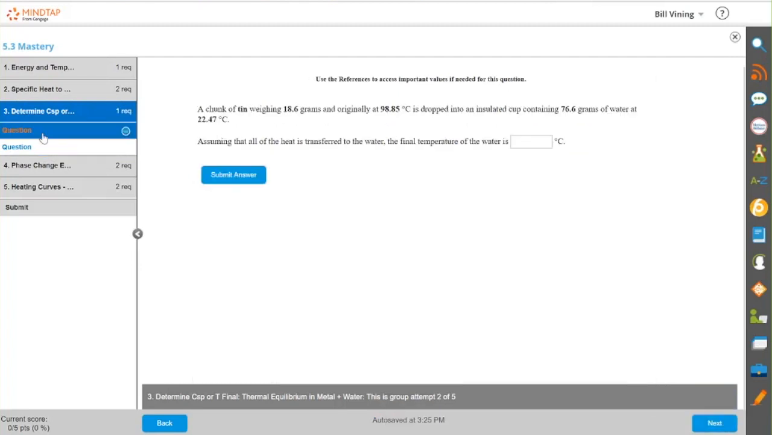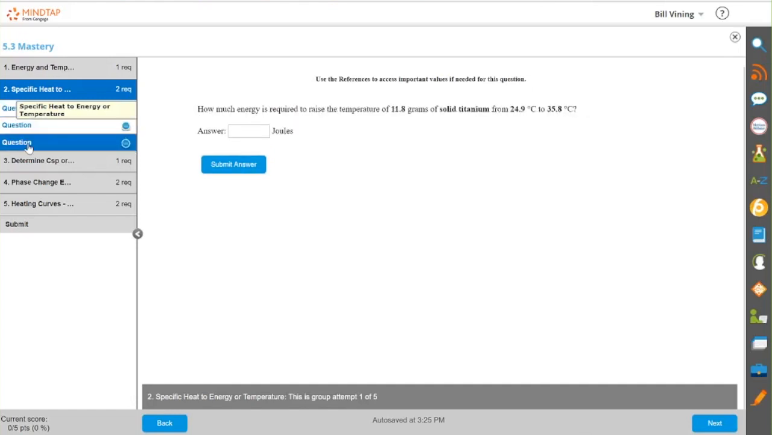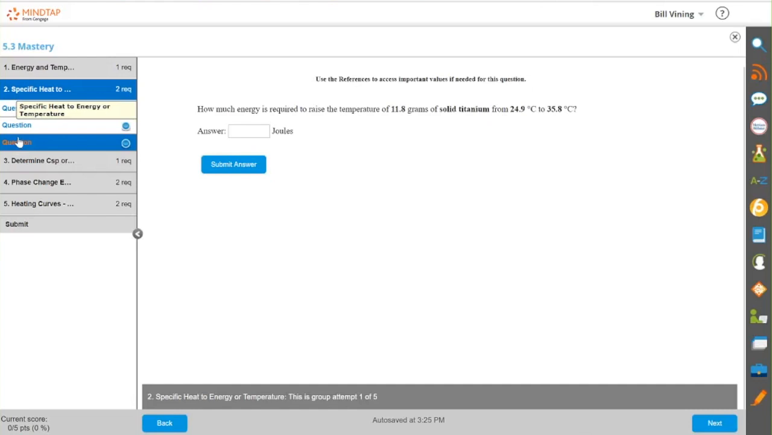And then within these mastery groups, again, the chemistry changes, the numbers change, and oftentimes the way the question is worded changes as well. In this one here, where you have specific heat and you're asked to figure out the energy associated with specific heat and a temperature change, the students have 3 questions, and they have to get this right 2 times. So notice the first question is how much energy. The second question is what is the final temperature, and the third question is another one about how much energy. So the wording of the questions can be different.